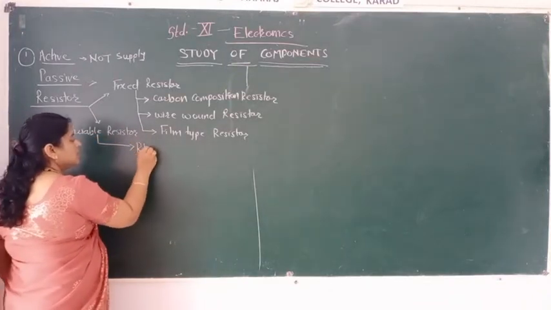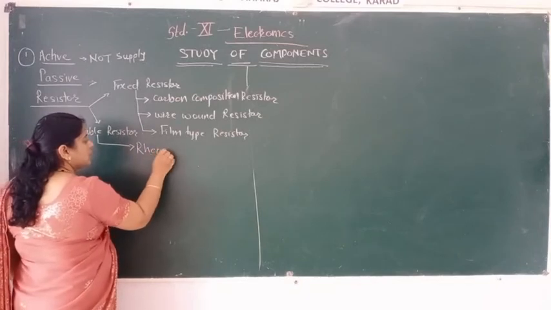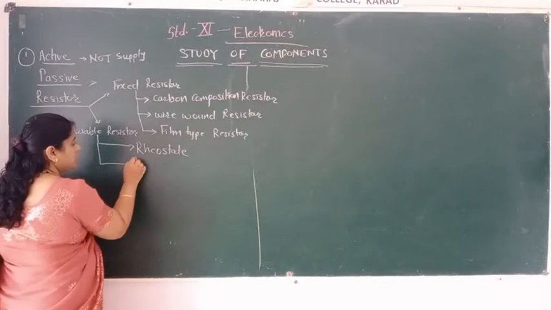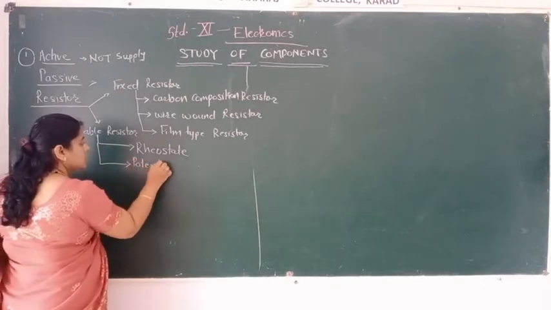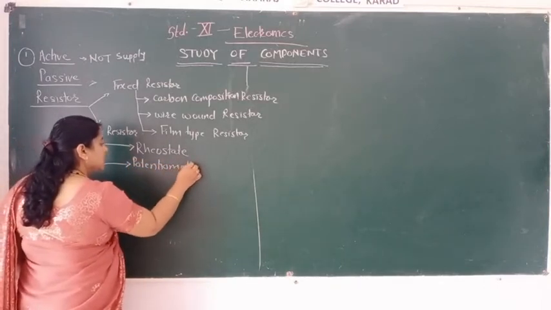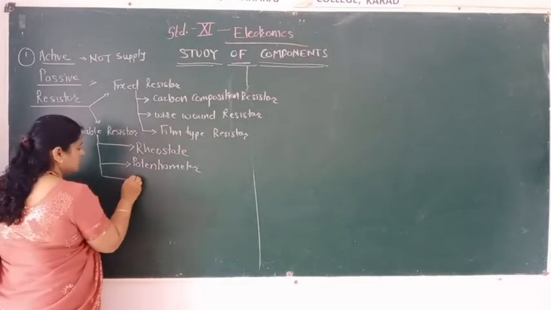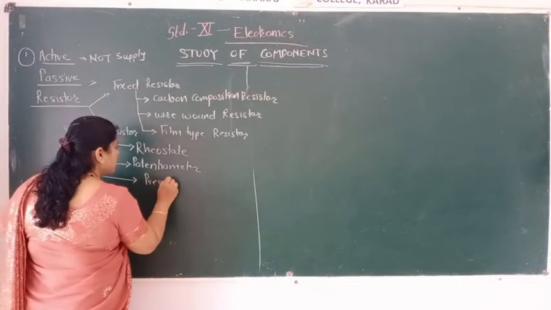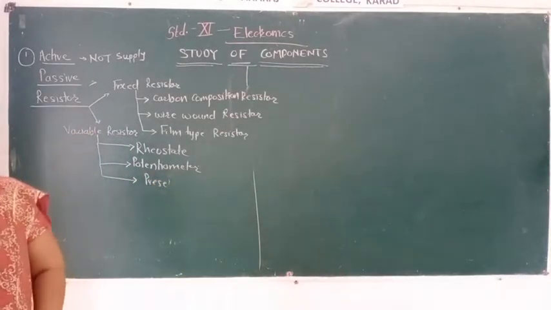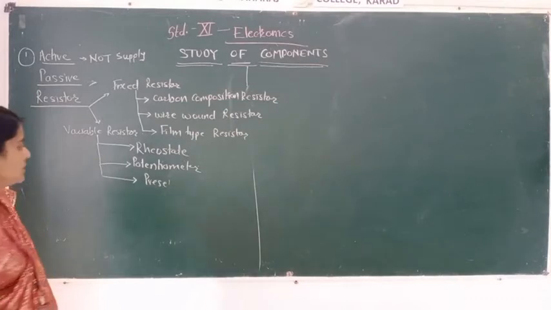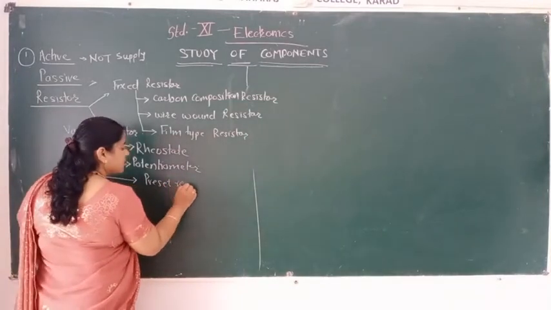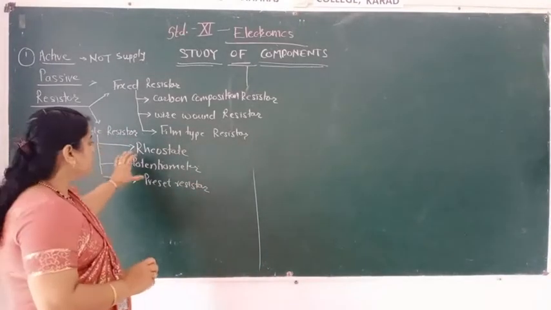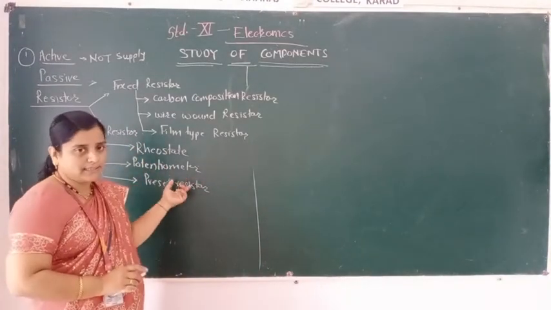That is the rheostat, the potentiometer, and the third is the preset resistor. All these come under the variable resistor, which means the values are not constant in this type.